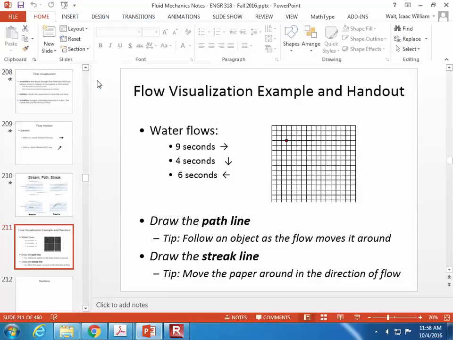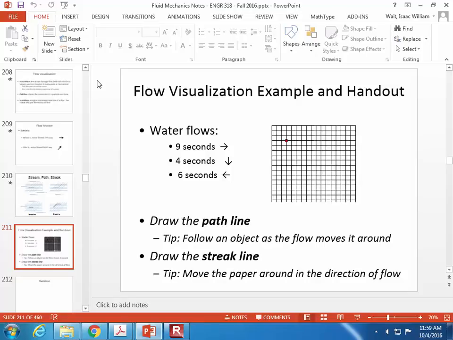All right. So we've got 4 different periods of time. I've provided you with a little graph paper so that you can try sketching the path line and the streak line. These arrows are indicating the flow direction. So for the first 3 seconds, the flow's to the right. Then the flow is down. Then it is left and down, and then it is to the right again.